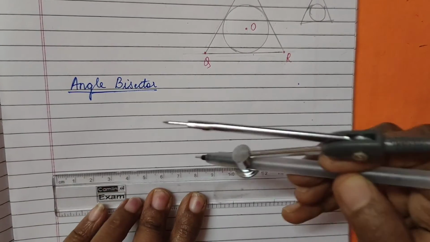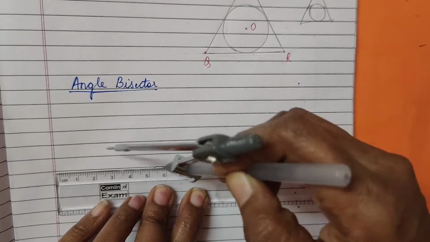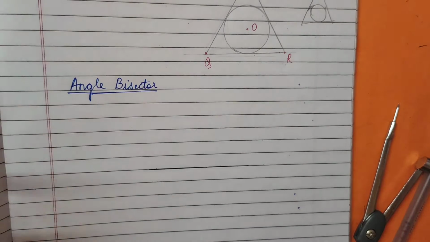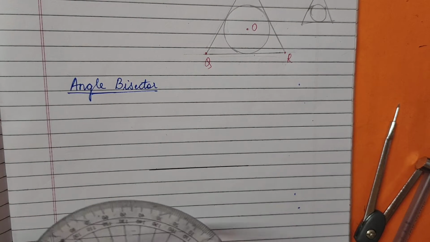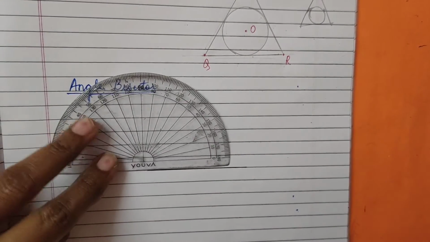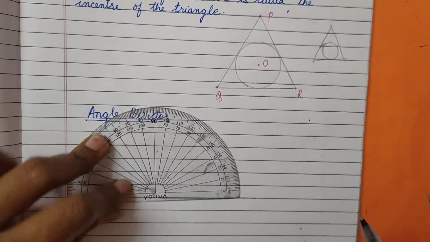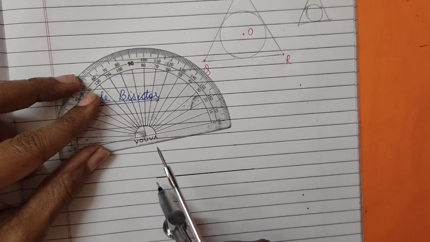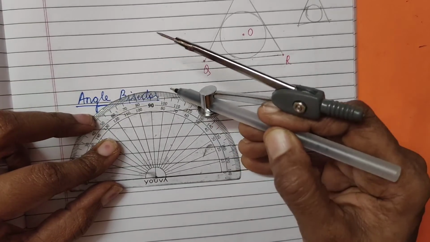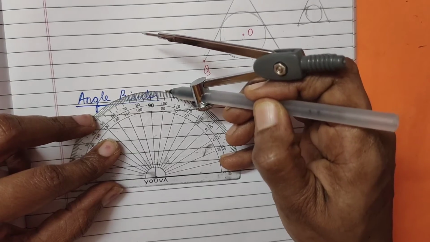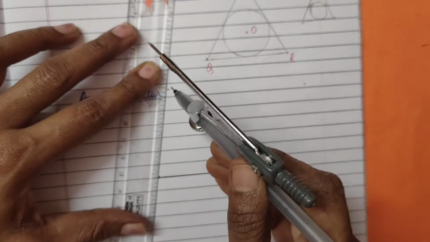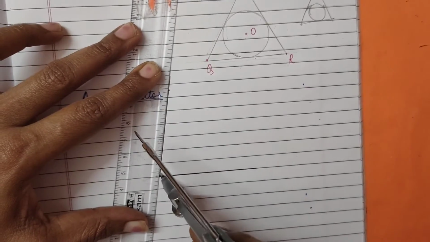We will take one line here, that is simply any line. Now I am going to take an 80 degree angle. I am going to show you how to bisect the 80 degree angle. Here, 80 degree means you also know how to take it. I am keeping my protractor at the center point here. So 80 degree lies here, so I am putting a point at 80 degree here. Now I am joining it. Okay, I have joined it.